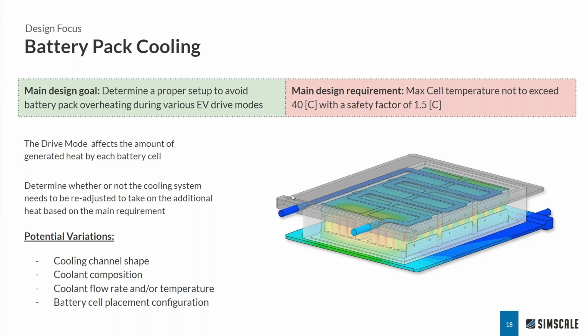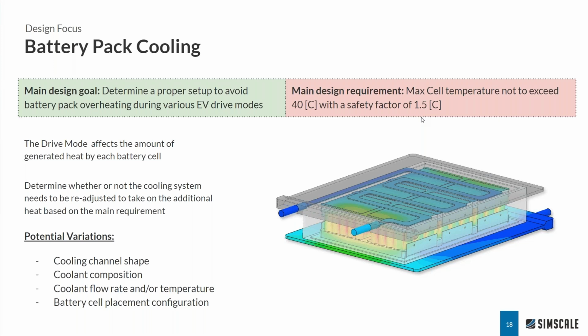But let's say the main requirement we need to fulfill is ensuring that we do not see temperatures higher than 40 degrees Celsius with a safety factor of 1.5 degrees. So 38.5 degrees would be our upper limit, right? We don't want to see any such high temperature happening, because otherwise the design will not be good, will not be ready for production. We need to do something to change this behavior.